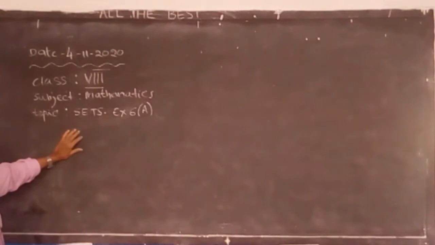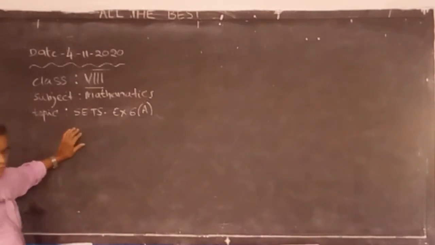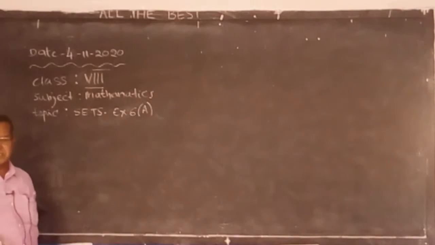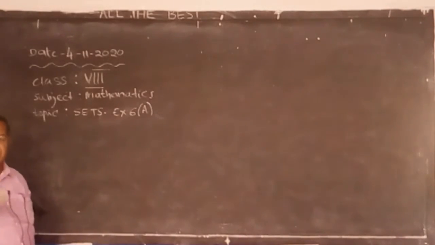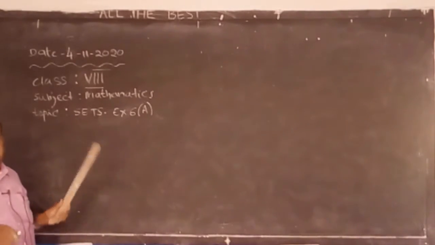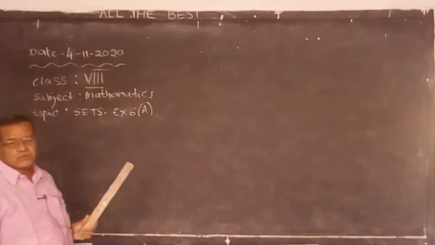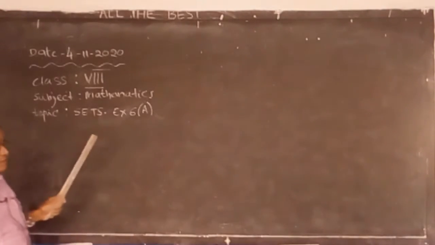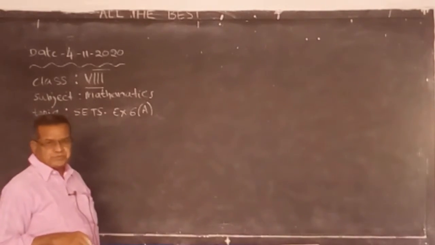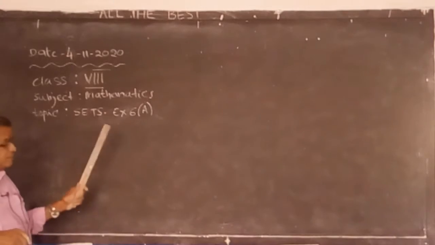We discussed sets in the previous class, the 6th chapter. We learned about sets in 6th and 7th class also. What is a set? Once again I am repeating. A set is a collection of well-defined objects, and the objects are called elements. Objects of the set are called elements.